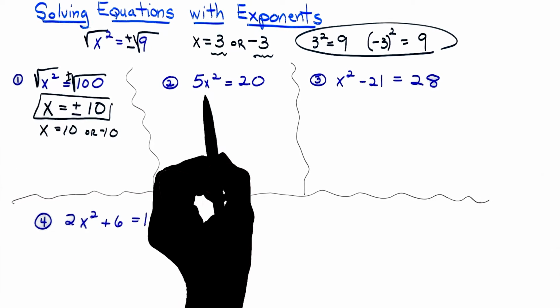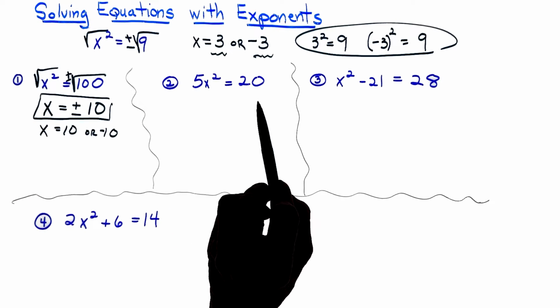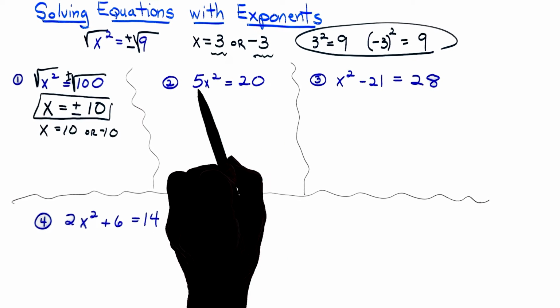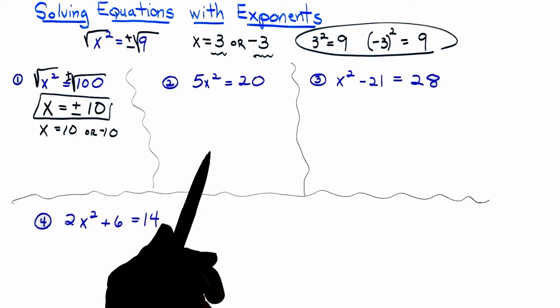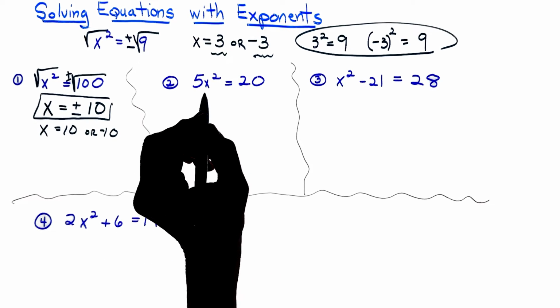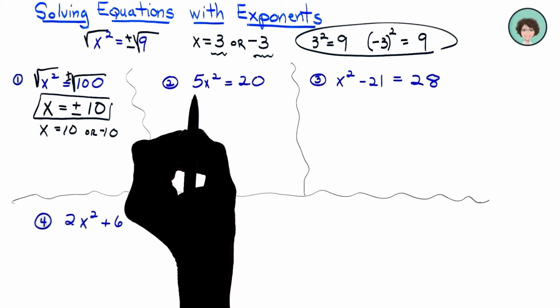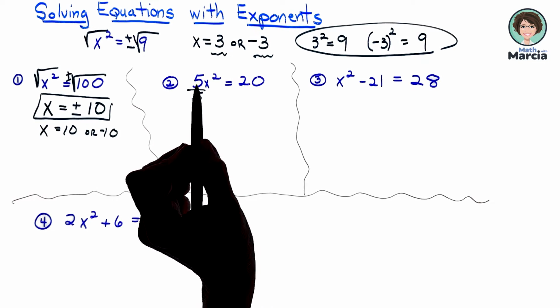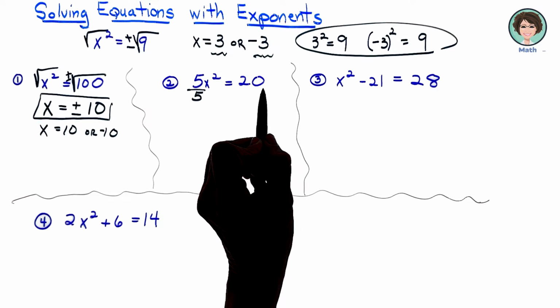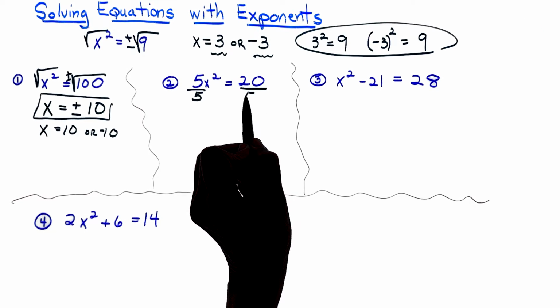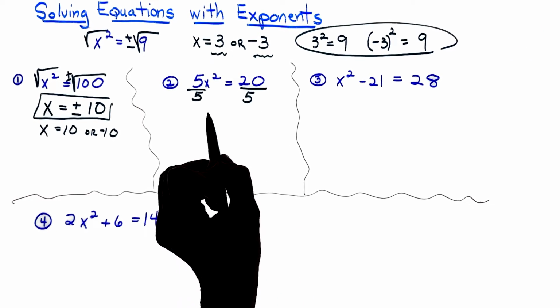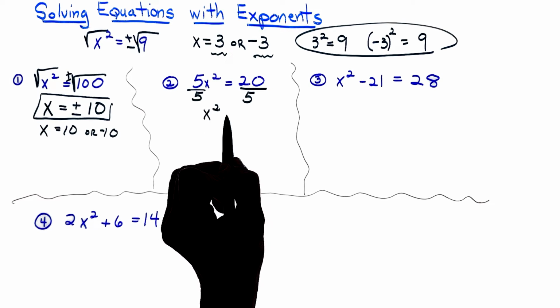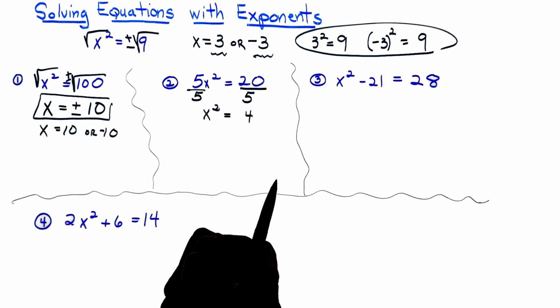So number 2 is 5x squared is equal to 20. Well, notice now our 5 is the coefficient of our x squared, and that means it's being multiplied. So we have to get the x squared alone in order to take the square root of both sides of the equation. In order to do that, we know the opposite operation of multiplication is division. We're dividing both sides by 5. So we get x squared is equal to 4.